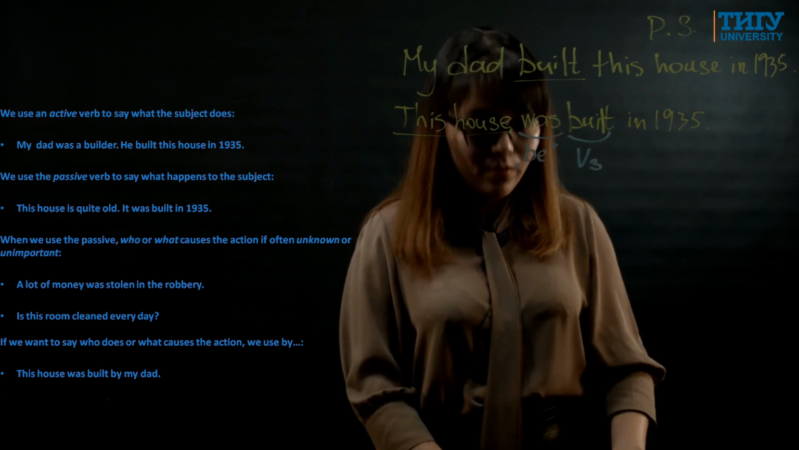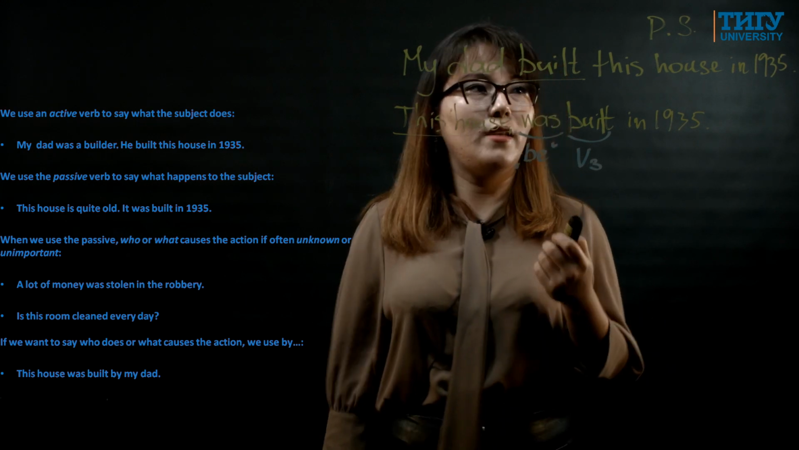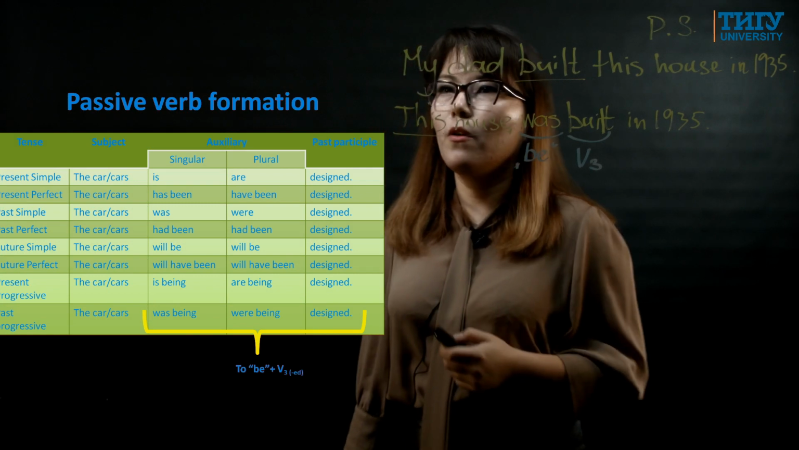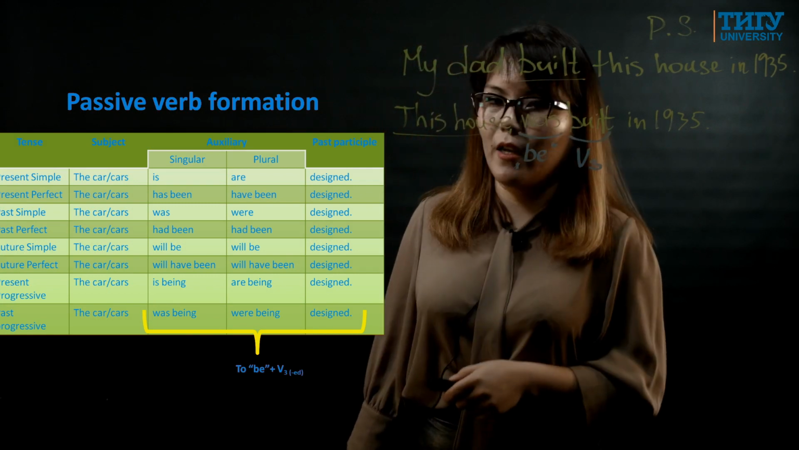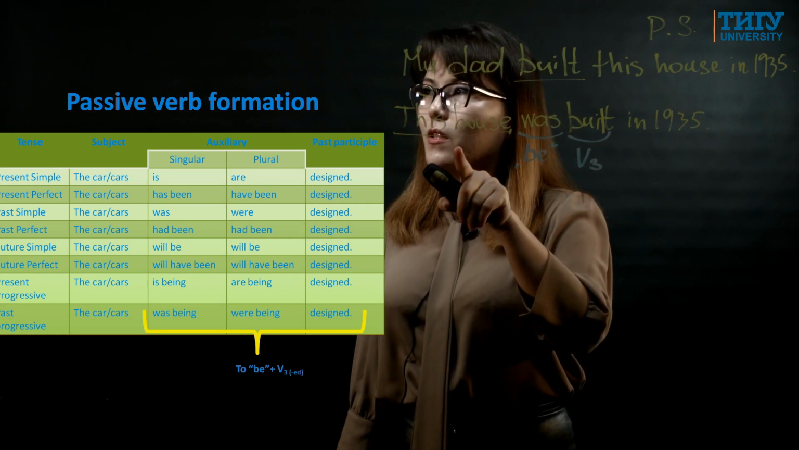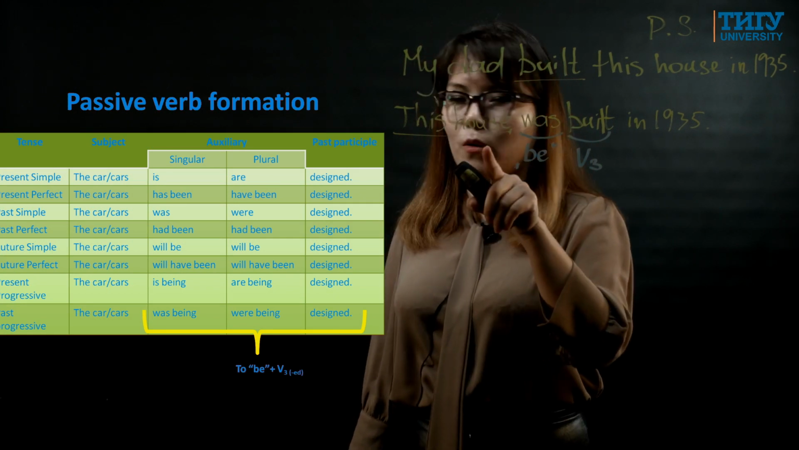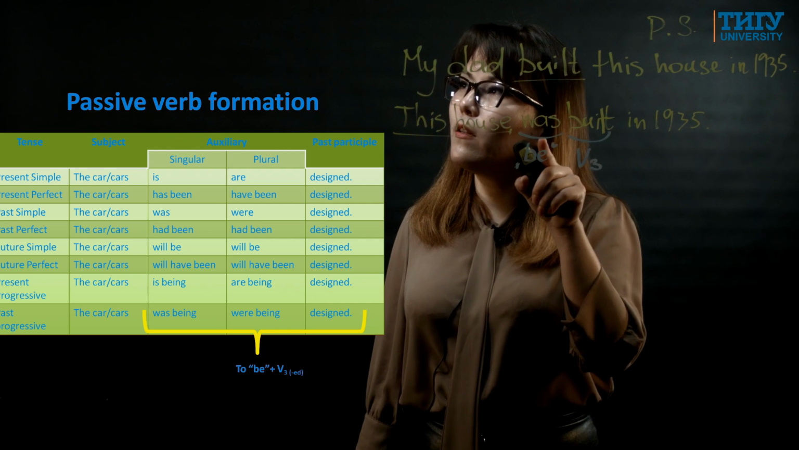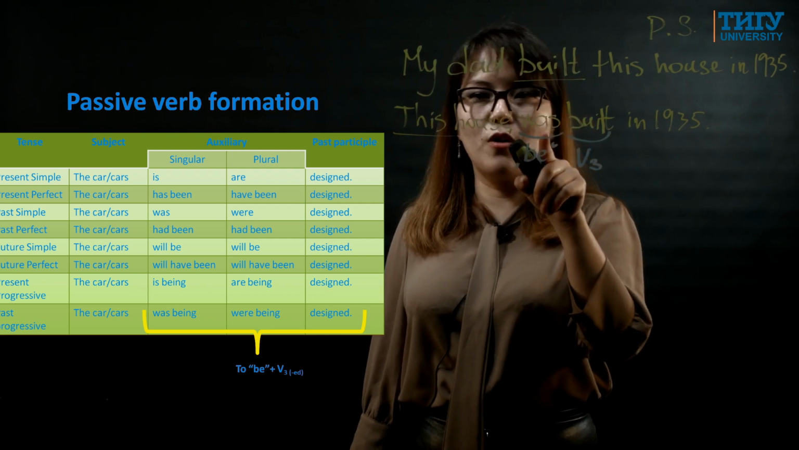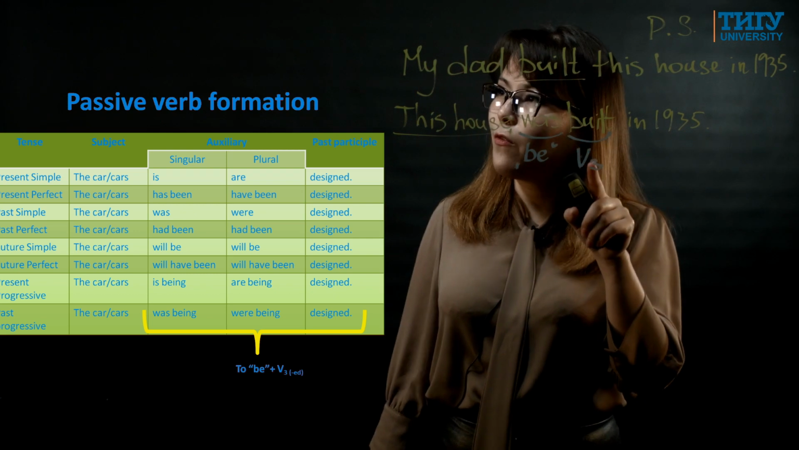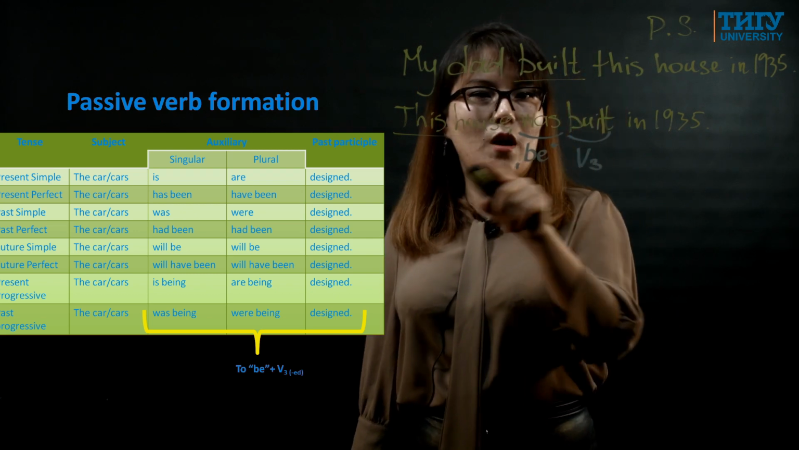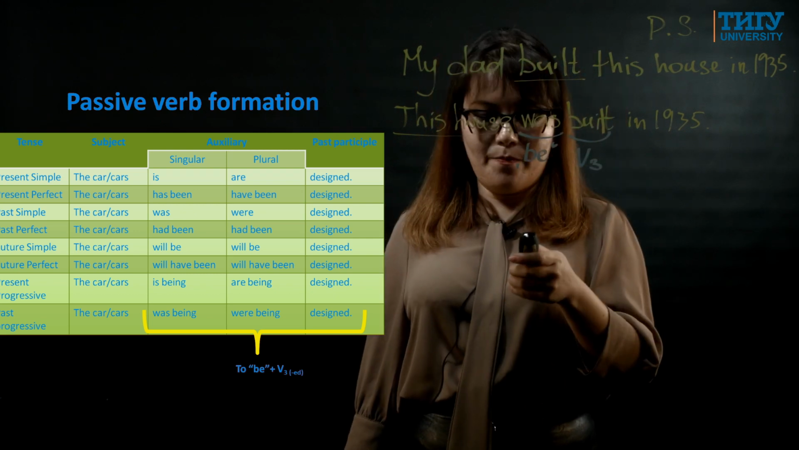Let's check it out and look at our table. So past simple, you can see the car was designed. Instead of the car, we say this house. Then the auxiliary is was, because this house is in the singular form. Then the third form of the verb is built. So this house was built in 1935.